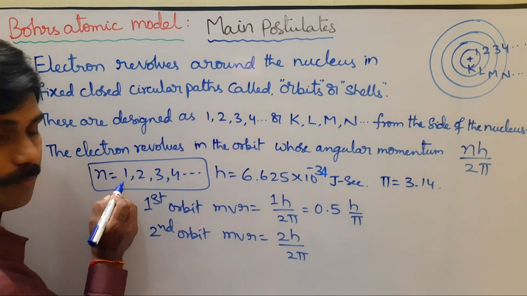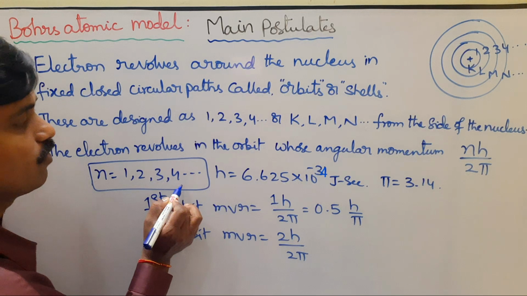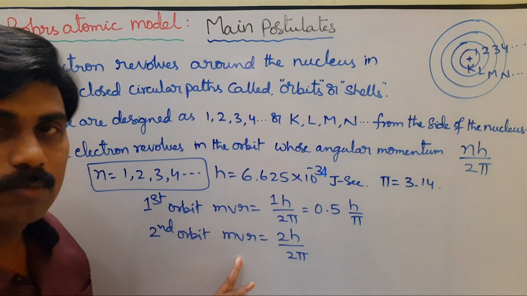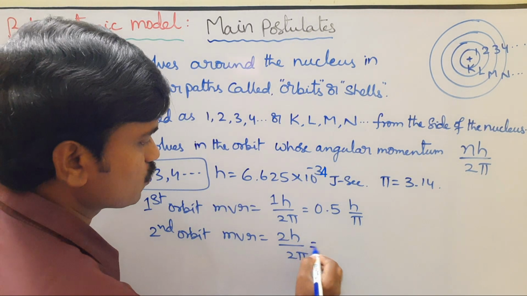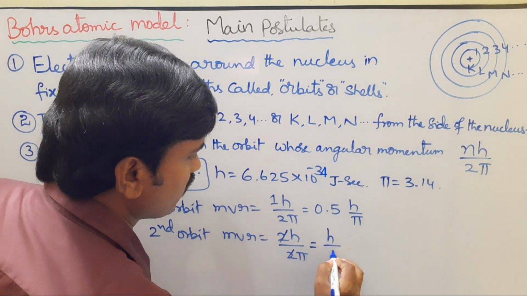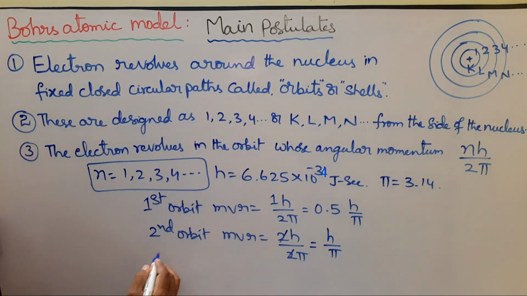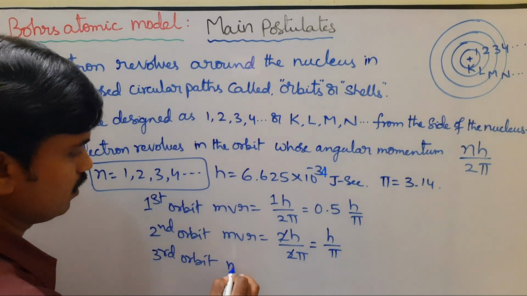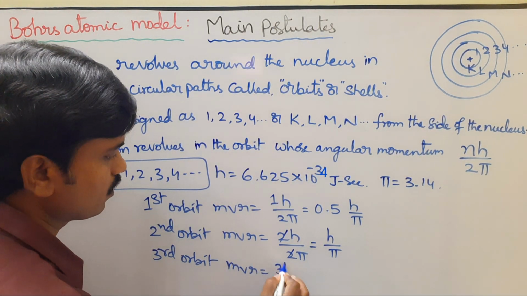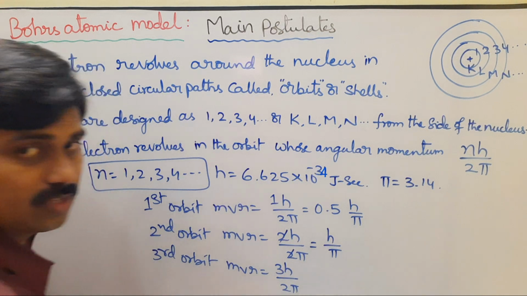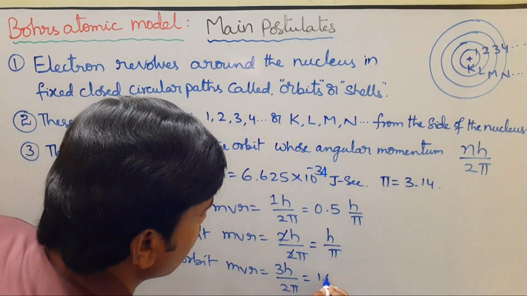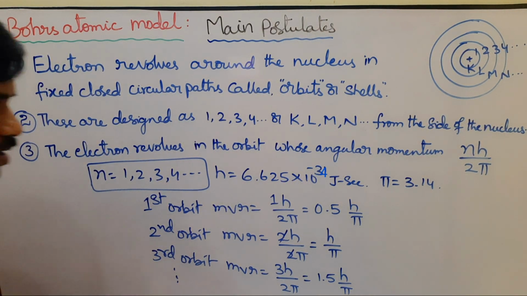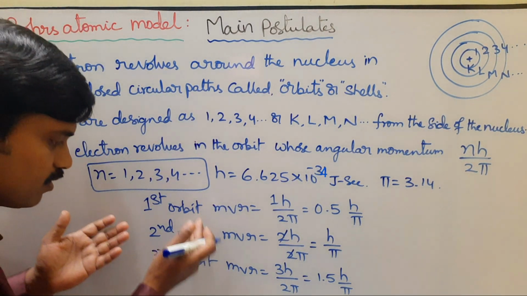Here 1 is the first orbit, 2 is the second orbit, 3 is the third orbit and 4 is the fourth orbit. Now the second orbit angular momentum mvr is equal to 2h by 2 pi. The 2 gets cancelled, so it is equal to h by pi. The angular momentum of the third orbit, mvr, is equal to 3h by 2 pi, that is 1.5 into h by pi. The angular momentum of the fourth orbit we can calculate likewise.